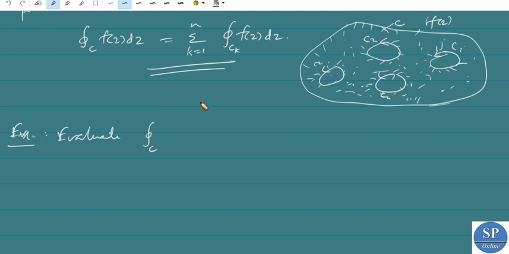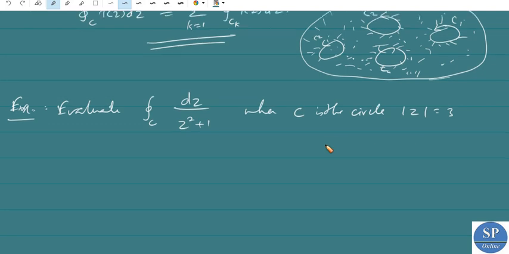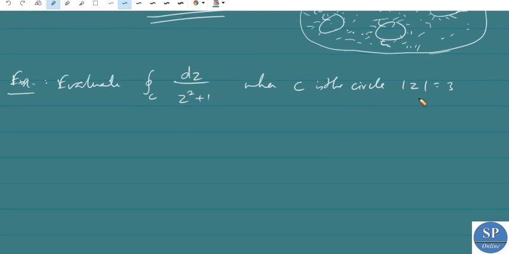Evaluate the contour integral over C of dz divided by z square plus 1, where C is the circle mod z equal to 3. So first let us plot mod z equal to 3. When we say mod z equal to 3, actually this is mod z minus 0 equal to 3, that is the circle with the center 0 and radius 3.